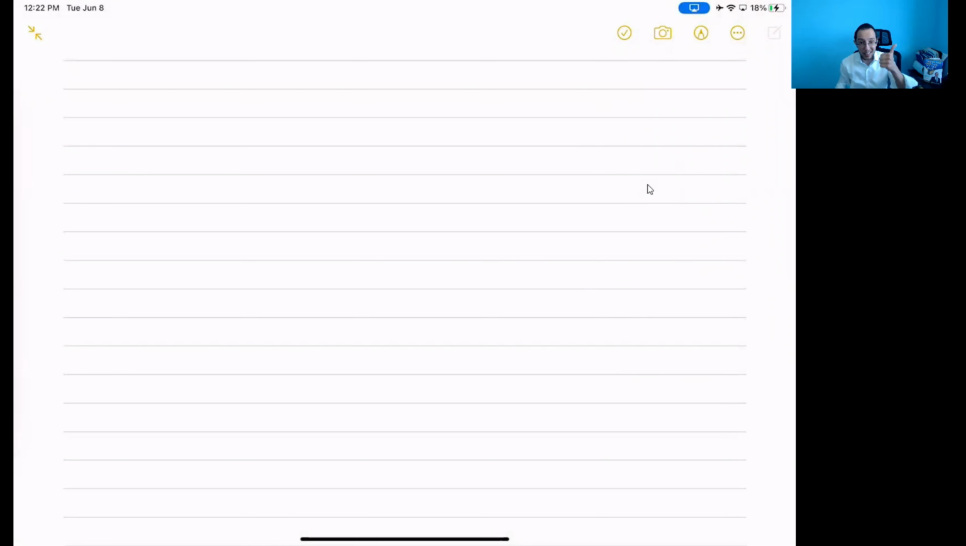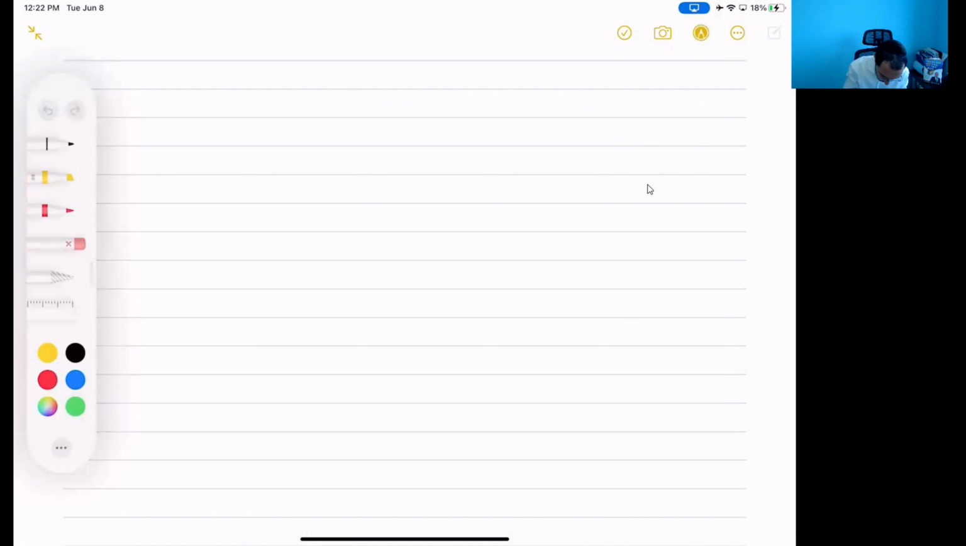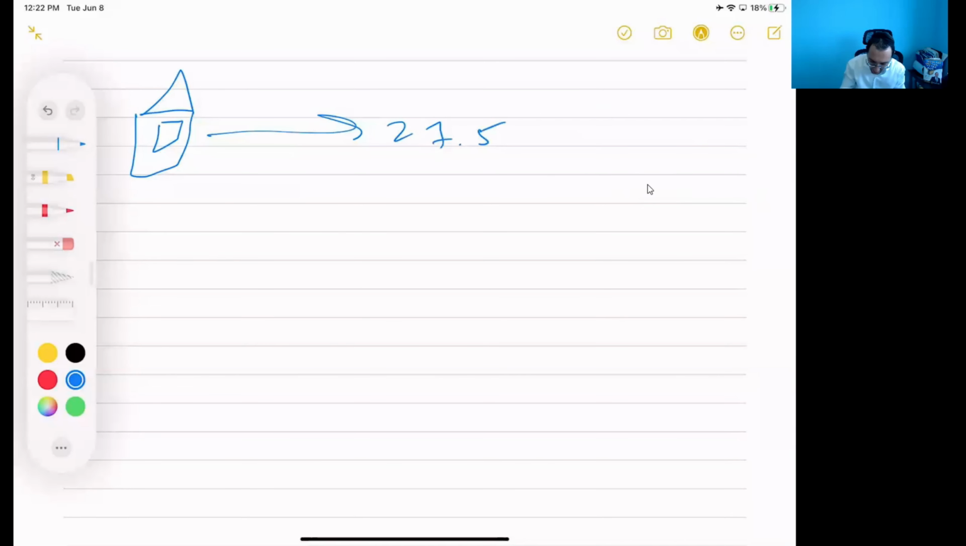So first, let's cover the introduction. First of all, what is depreciation? A depreciation is the life of an asset. Now, there could be different years of depreciation or different classes of assets. So residential buildings, for example, get depreciated over 27 and a half years.